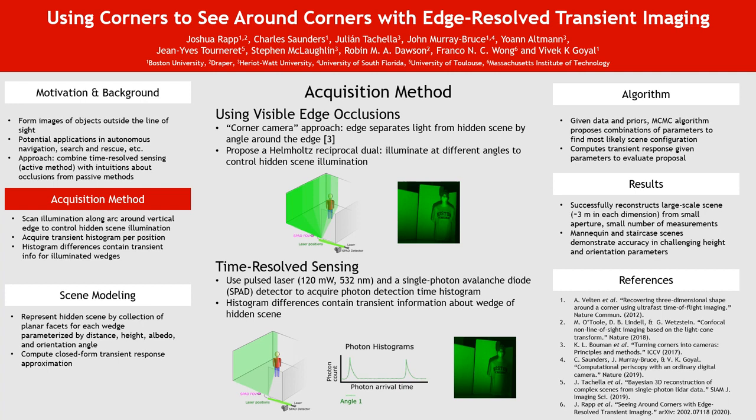Our illumination source is a pulsed green laser, and we use the time resolution of a single photon avalanche diode, or SPAD, to acquire a histogram of photon detection times for each illumination position. Since each position only illuminates a small additional wedge of the hidden scene, we can isolate this wedge by taking differences between subsequent histograms, which yields the transient response from objects in only that wedge.